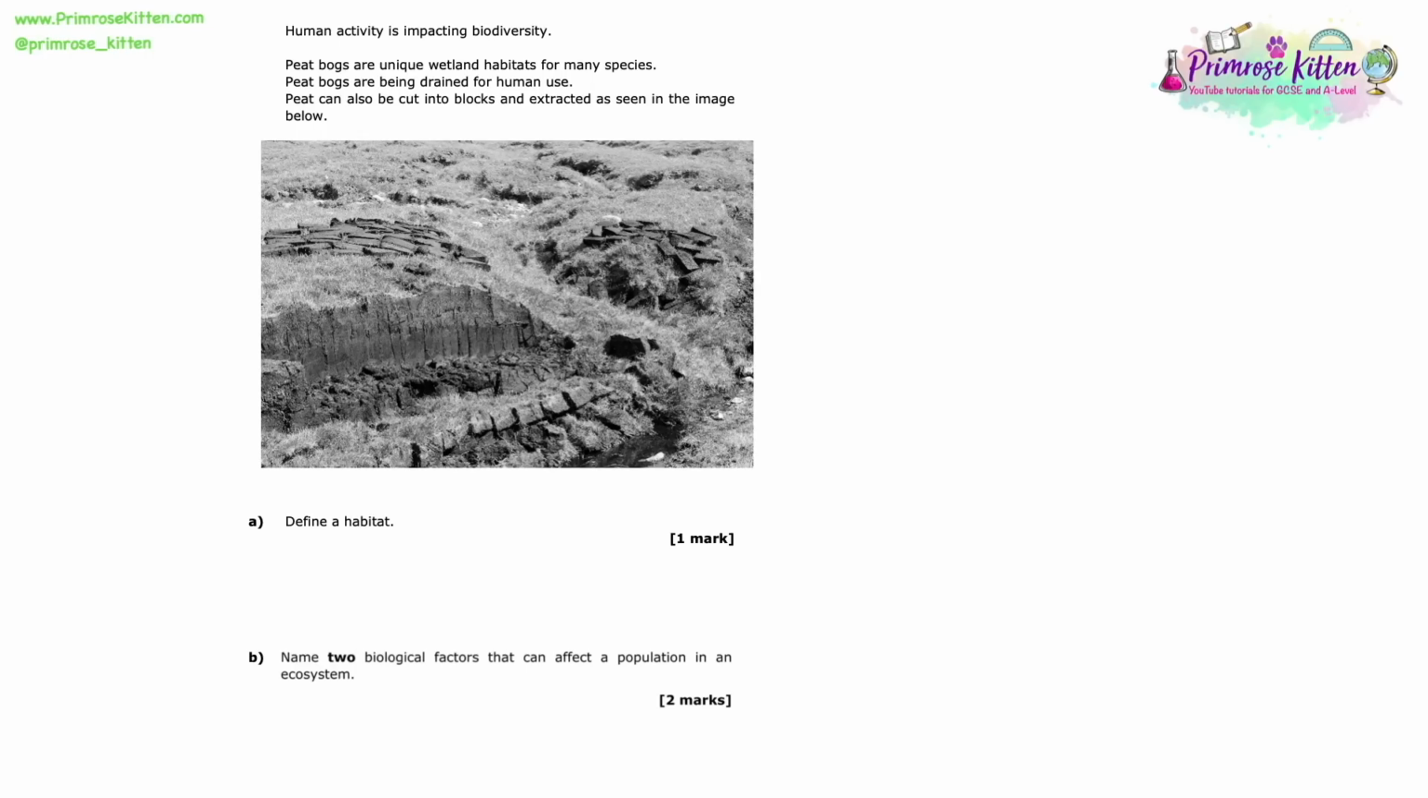Human activities impacting biodiversity. Peat bogs are unique wetland habitats for many species. Peat bogs are being drained for human use. Peat can also be cut into blocks and extracted as seen in the image below. Define a habitat. So this is one of the definitions we just have to know, but a habitat is the non-living part of an ecosystem. So it's the rocks, the soil, the ground, the water.